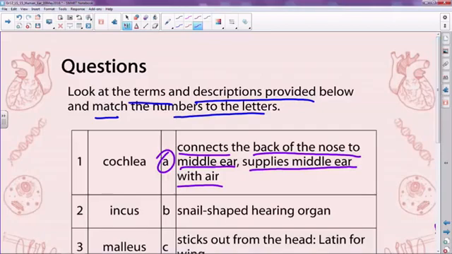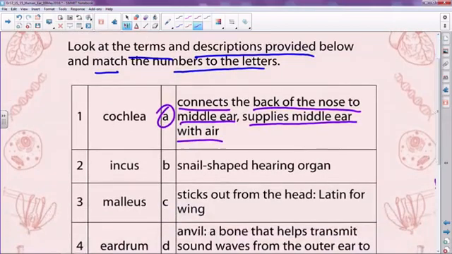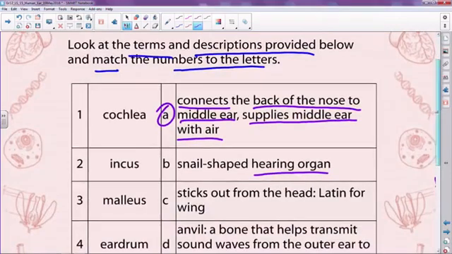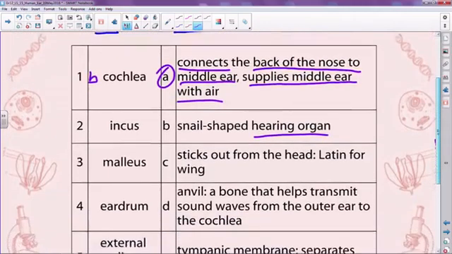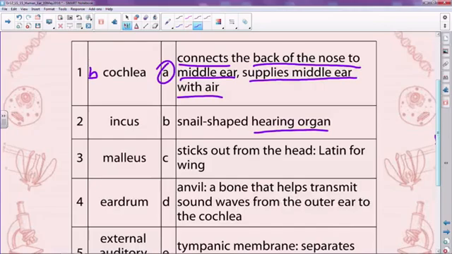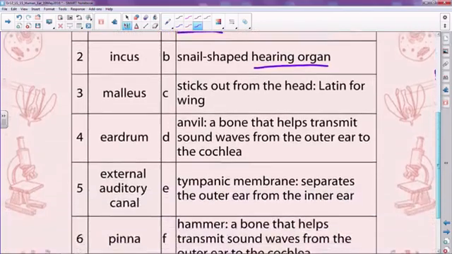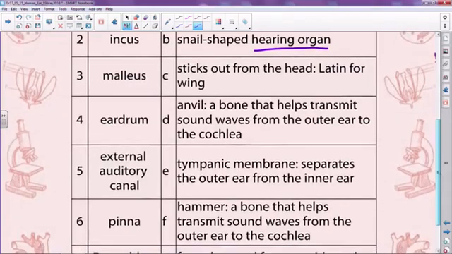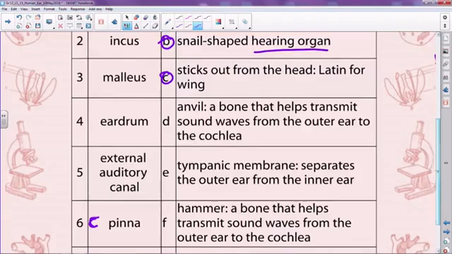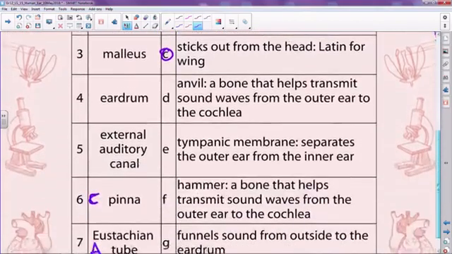Cool, huh? Next one. Snail-shaped hearing organ. There it is, so we have B over there. Okay. Next one. Sticks out from the head, like little wings. How cool is that? I thought that was quite a nice one. Bring it all the way down, there it is. So C is over here. Now we've got A, B, and C, so that's out of the way.